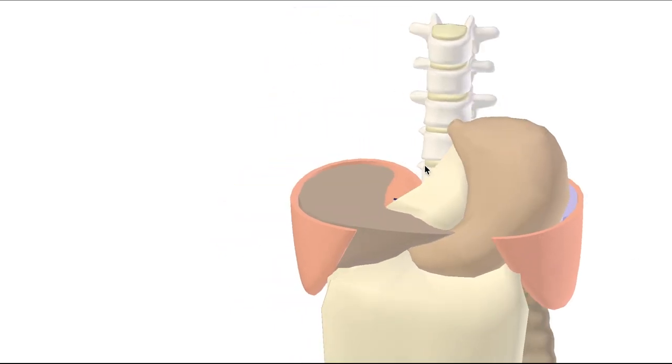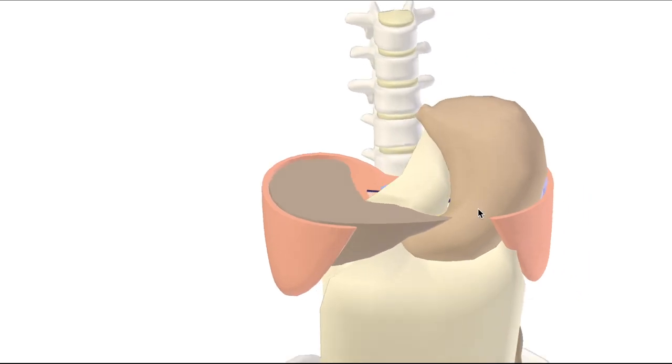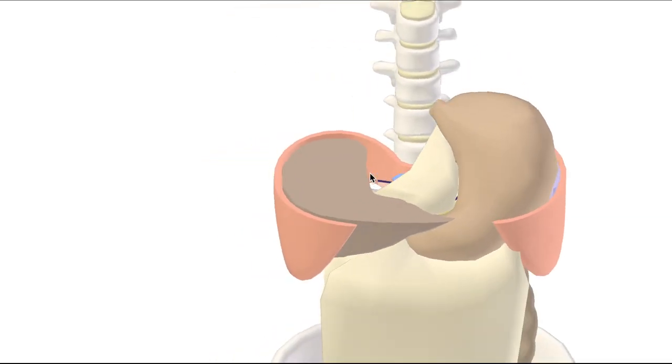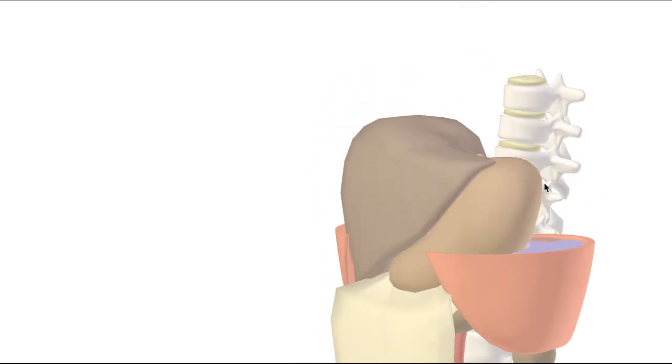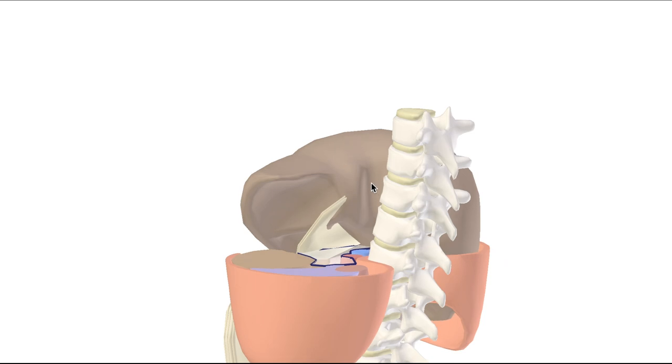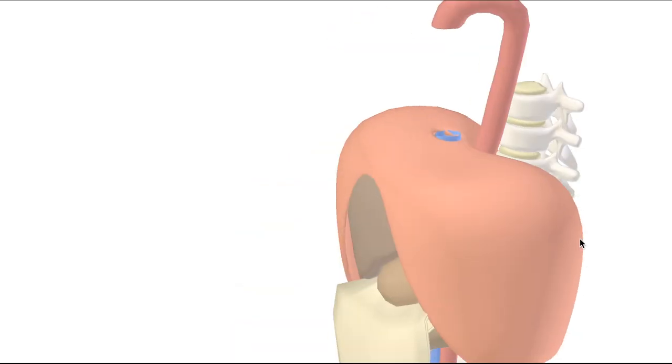As you may know, the greater curvature of the stomach gives rise to the lesser omentum, which originates in the liver. Let's bring in the rest of the liver to see a bit more of that. Okay, so the lesser omentum you can see here, and remember that that forms the anterior border of the lesser sac.